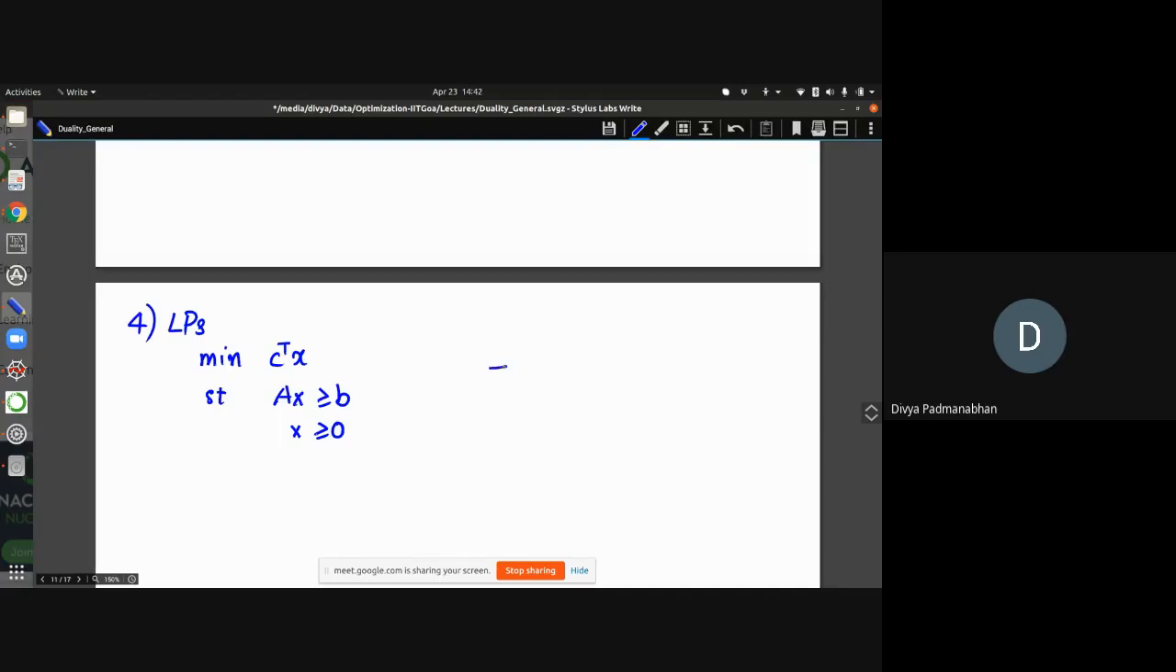So what this would boil down to is, I'll just write the constraints in a little more detail. So this would be A_j transpose x greater than or equal to b_j, for j = 1 to m, there are m such constraints. And I have x_i's greater than or equal to 0, and there are n such variables, and x is in R^n.